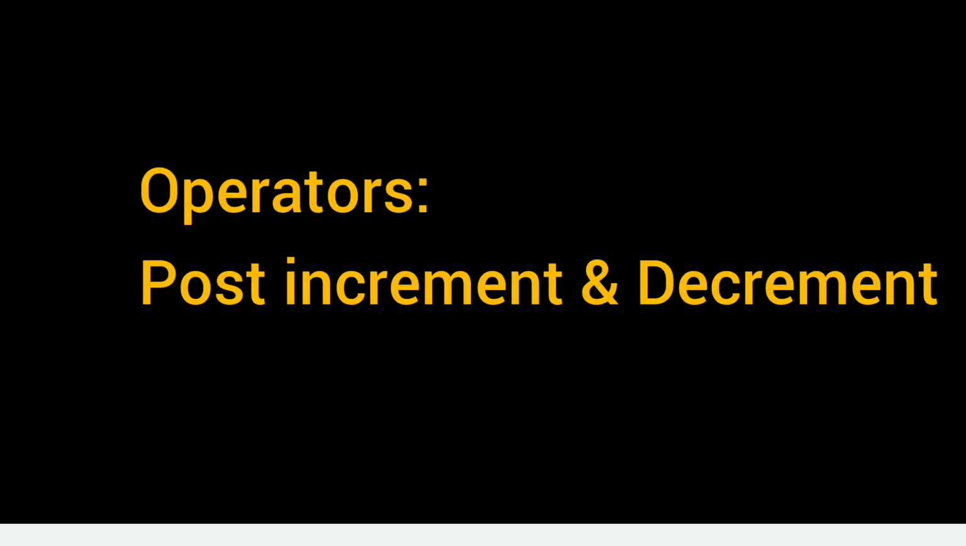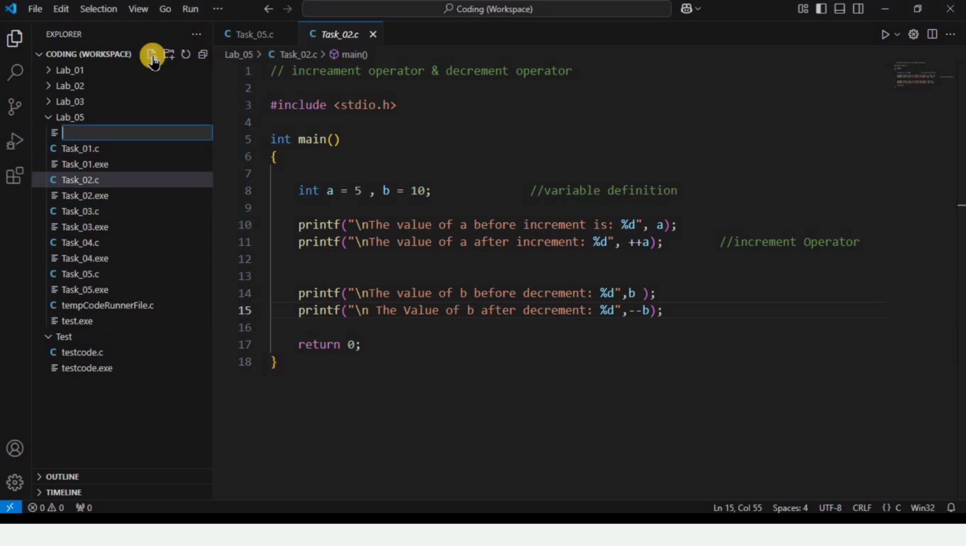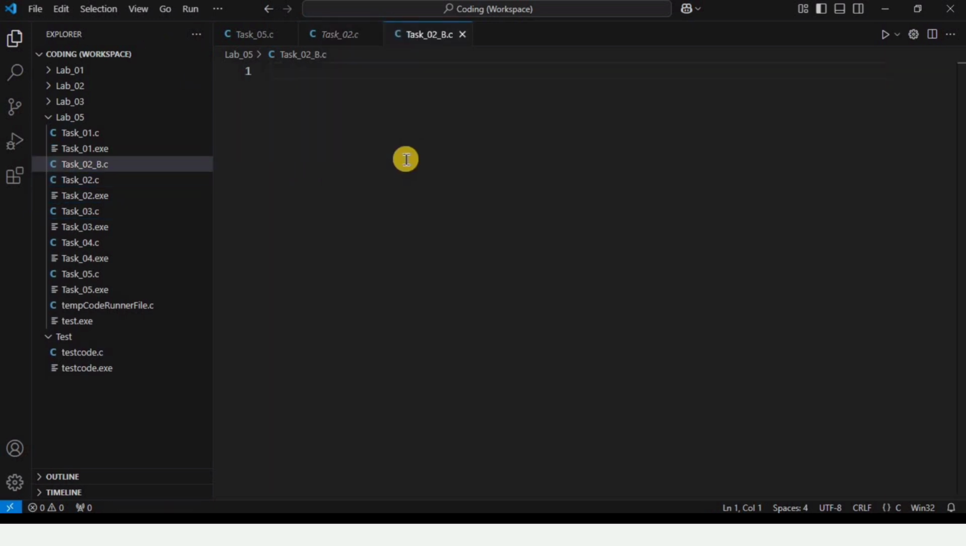Now let's learn the post-increment and post-decrement. At this stage, we have learned that on pre-increment, the value immediately increases by 1 on the same line, and the value immediately gets decreased by 1 on the same line by applying the pre-decrement operator. But this is not going to be the case for post-increment and post-decrement. So let's write the code for that.